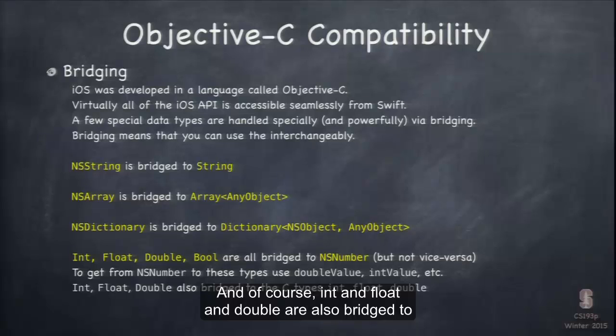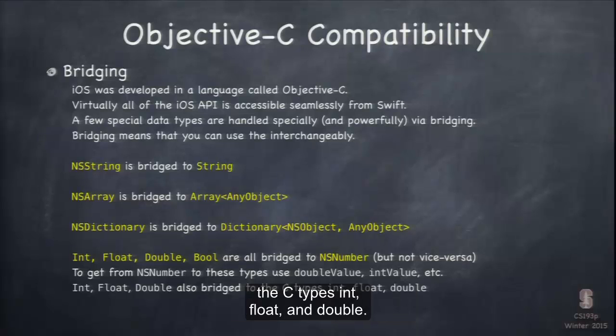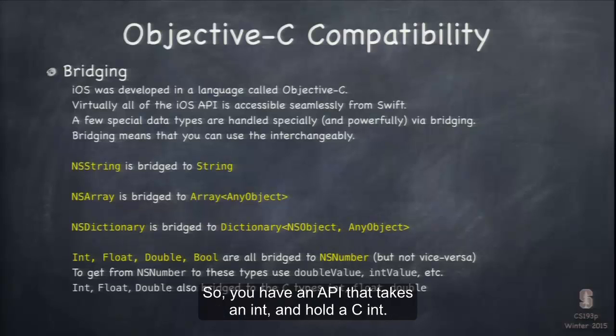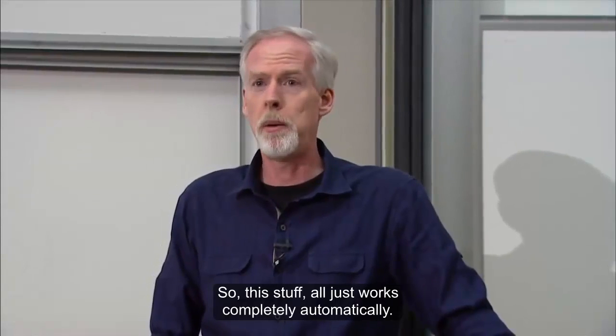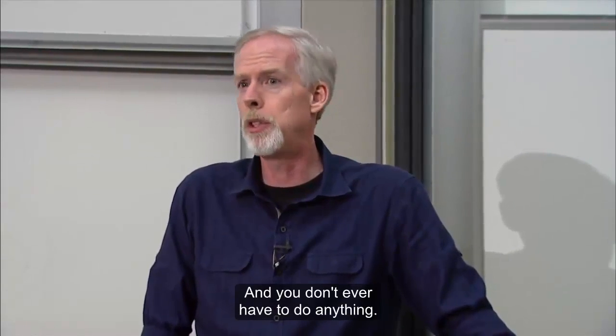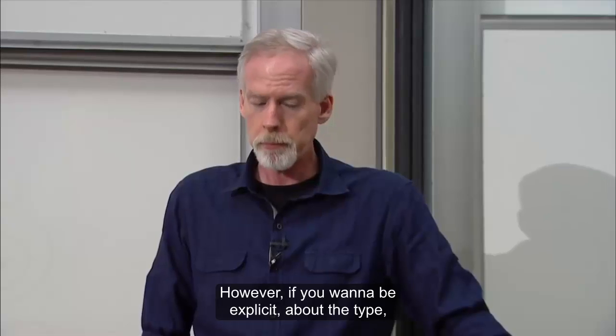And of course, Int and Float and Double are also bridged to the C types, int, float, and double. So if you had an API that takes a C int, it'll be bridged to take the capital I Swift Int. So this stuff all just works completely automatically, and you don't have to do anything.